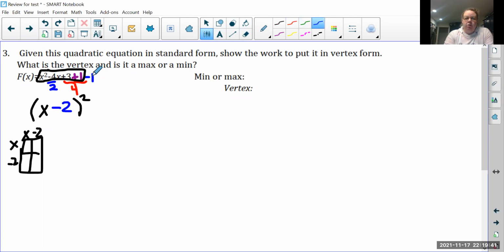So this little -1 over here is kind of just tagging along because it's not part of the box when I do it. So that's the vertex form. I don't have a number out front because I didn't divide by anything here.